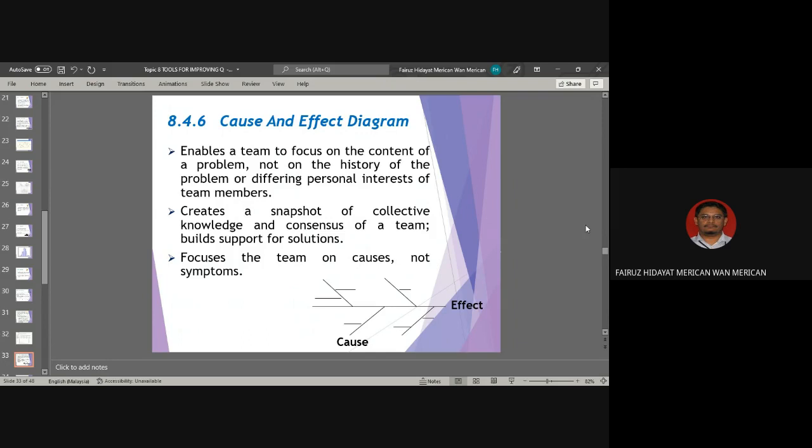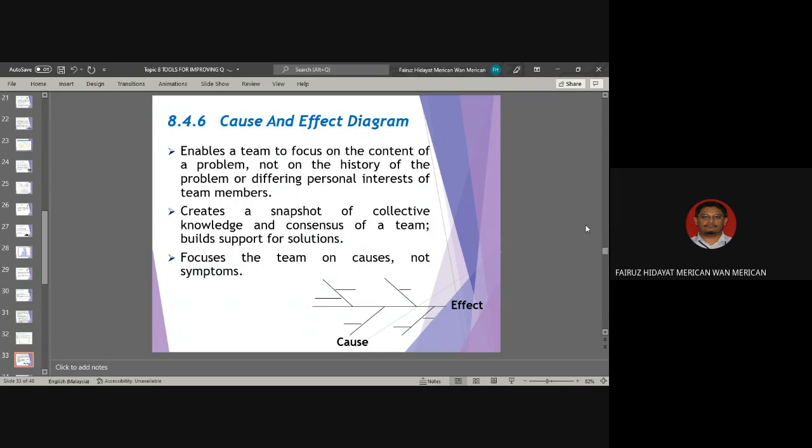It gives them more focus on what are the causes that led to the effect, which is the problem that they need to rectify. So it creates a snapshot of collective knowledge and consensus of the team. So this builds support for solutions. See? So the fishbone is a collection of the ideas and agreements within the team that is analyzing the issue that needs to be corrected or to improve on the quality.